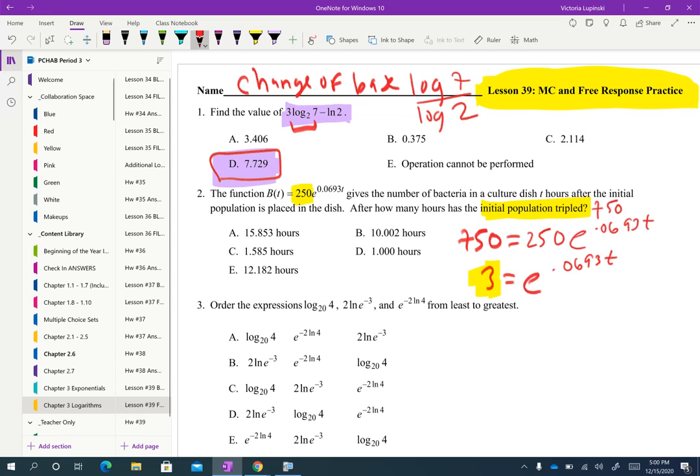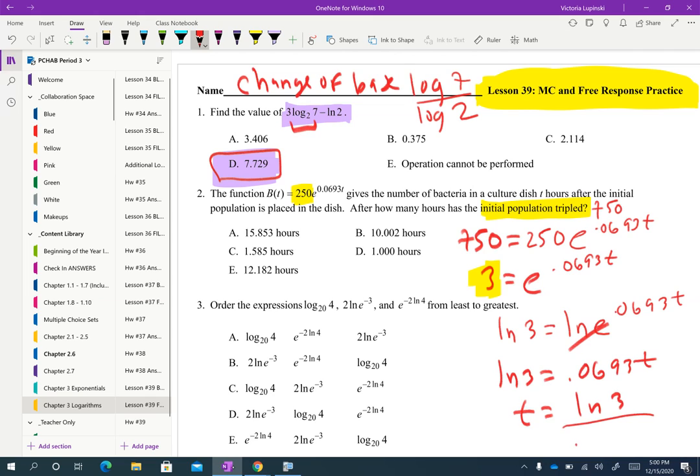Taking a look from here, if you can't do any more algebra, which you can't, you're going to go ahead and take the ln of both sides. So the ln of 3 equals the ln of e to the 0.0693t. Remember, ln base e of e essentially cancels, so you're going to get the ln of 3 is equal to 0.0693t. To get t all by itself, you're going to do the ln of 3 divided by 0.0693.